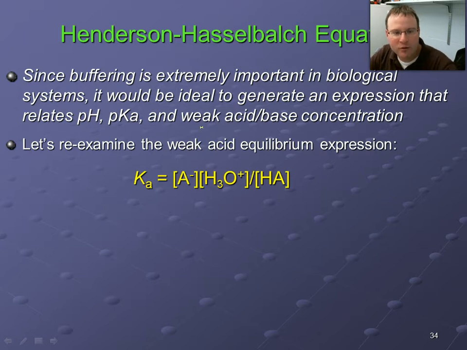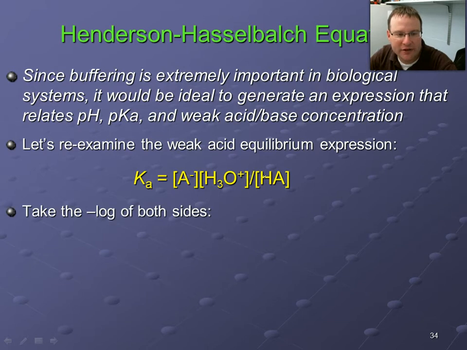So if we have any equilibrium process for a weak acid, you will have the following equilibrium expression. You have the conjugate base times the hydronium over the acid in its protonated form. And again, you could use acetic acid as your example here.